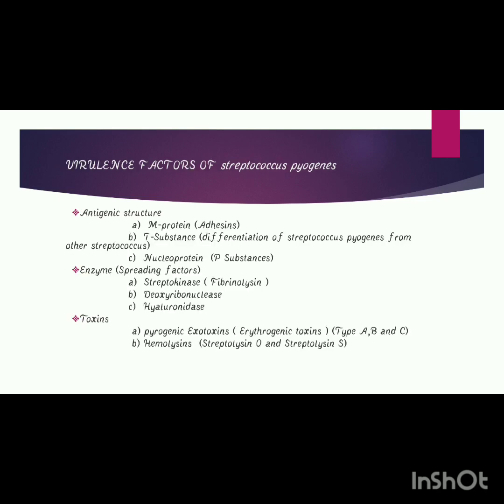Virulence factors: antigenic structure, enzymes and toxins. In antigenic structure: M protein, T substance, nucleoprotein. In enzymes: streptokinase, deoxyribonuclease, hyaluronidase. In toxins: pyrogenic exotoxin and hemolysins, streptolysin O and streptolysin S.